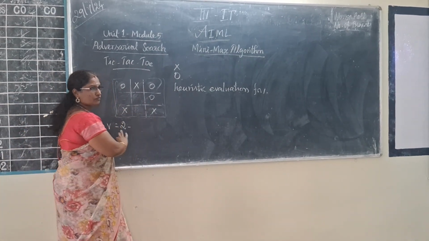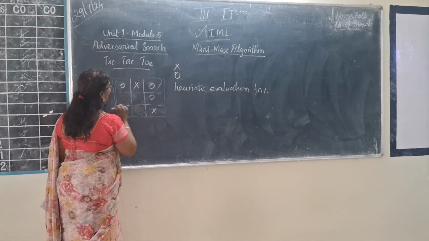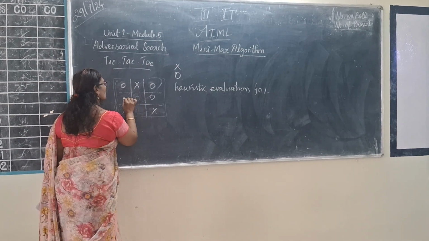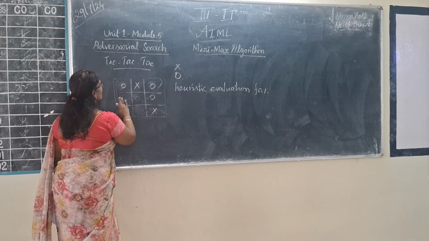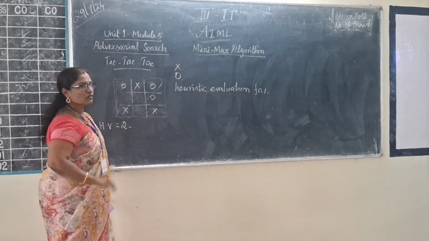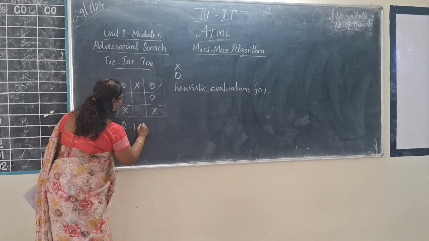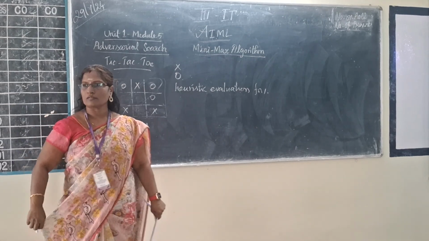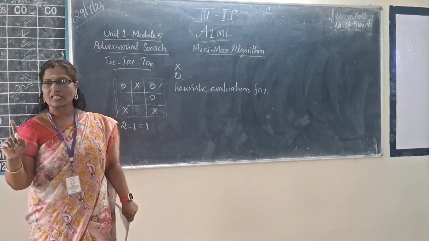Now tell me, from this, how many possibilities are there for O to win the game? Only one? Or 2? Tell me how. This is one possibility. What other possibility is there? Only one possibility. So 2 minus 1 is equal to 1.